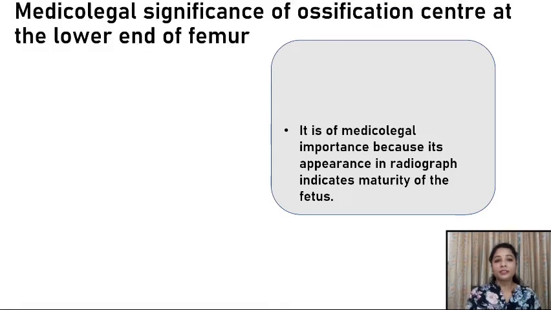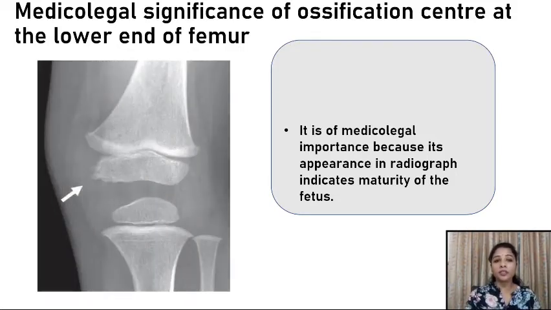The next is the medico-legal significance of the ossification center of the lower end of the femur. Here is an X-ray showing the ossification center on the medial side near the medial condyle of the femur, which appears just before birth. The secondary center for the lower end of the femur is unique in the sense that it appears during birth or just before birth, that is the 9th month of intrauterine life, and it is of medico-legal importance because it appears in the radiograph indicating the maturity of the fetus. So, this indicates the maturity of the fetus.